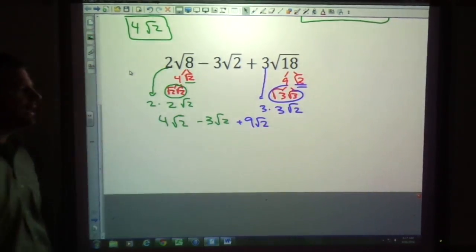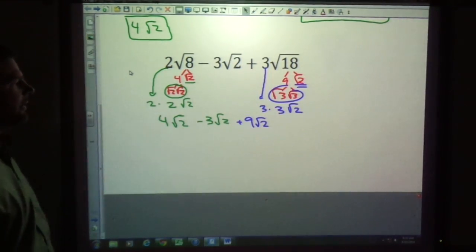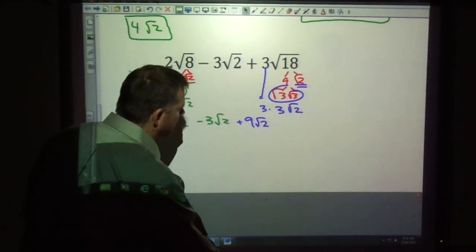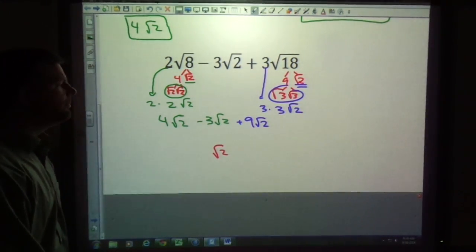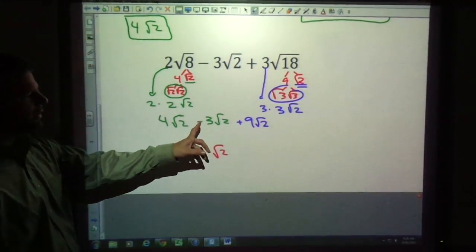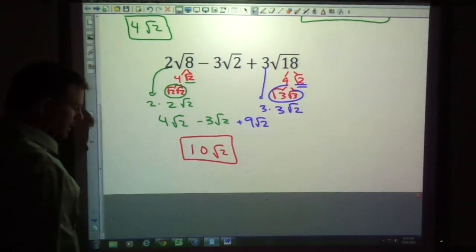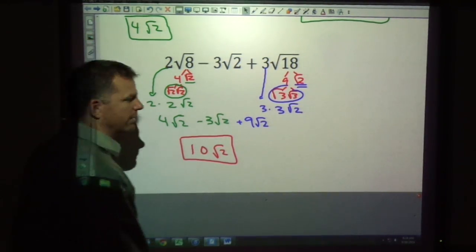Now you see the game has changed a little bit. We thought they were all different radicands, but really once we simplify, they are all the same radicands. Now we can combine them, we can count them up. The radicands won't change, it's still square roots of 2, it's just a matter of how many. 4 minus 3 is 1, 1 plus 9 gives me 10. Okay, so you see we need to simplify and then look to combine.